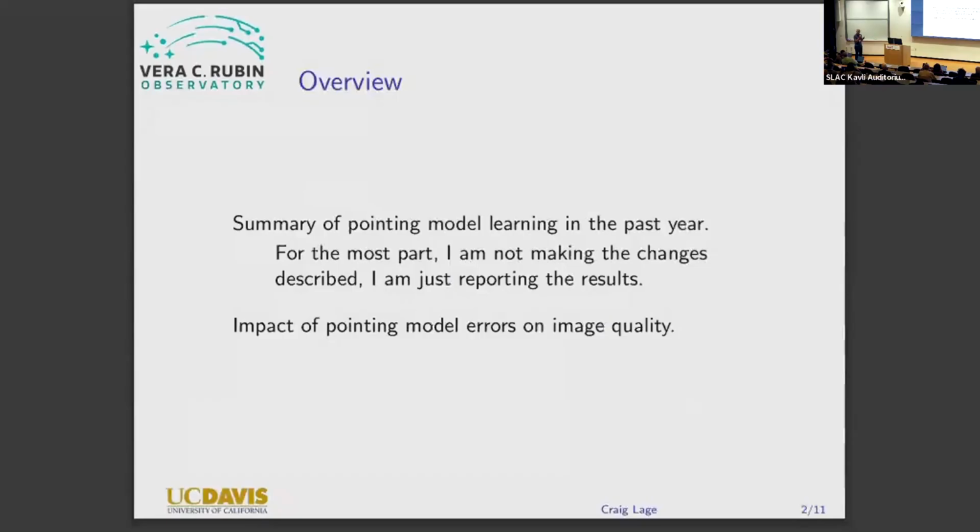For people that aren't familiar, what the pointing model means is that we want to point the telescope at a certain RA dec, but it's an alt-az telescope. So we point it in alt and az. So we need a model to tell us to get to this RA dec, I have to point at that alt-az.